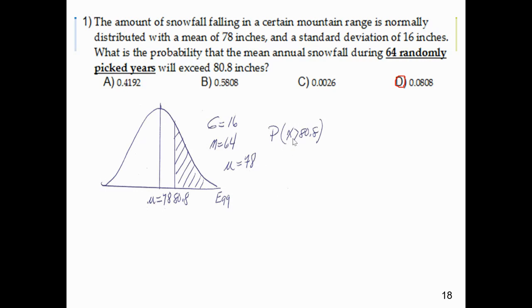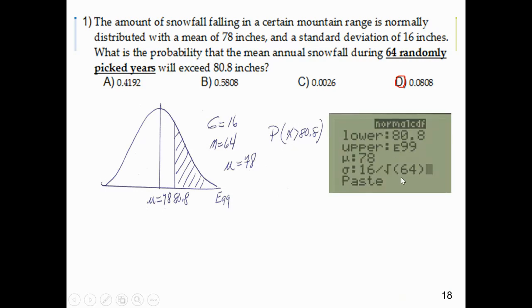Mean isn't going to change. I want the probability of x being greater than. So there's my low value right here. You've got to draw the curve. There's my upper value, E99. There's your 78. Here's a case where you've got sigma divided by the square root of n, but you can actually do this in your head. 16 divided by the square root of 64, which is 8. 16 divided by 8 is 2. You could calculate it and just put a 2 in there, but no big deal.